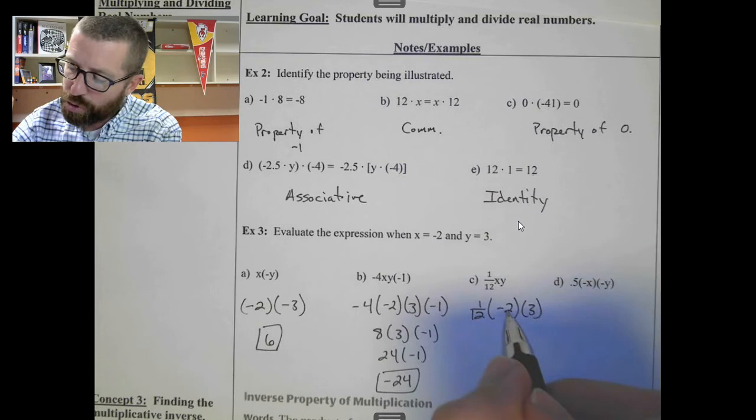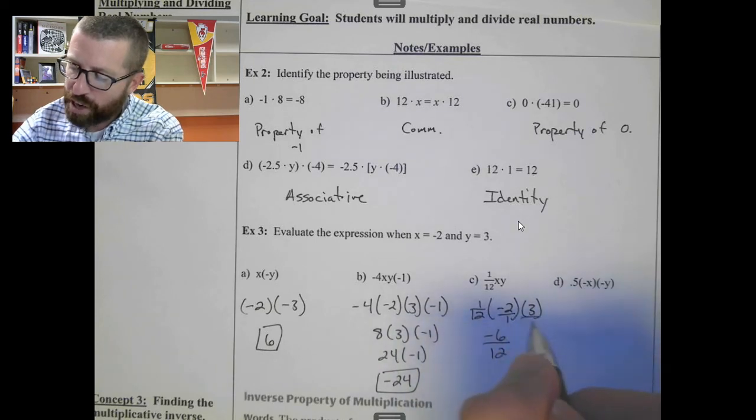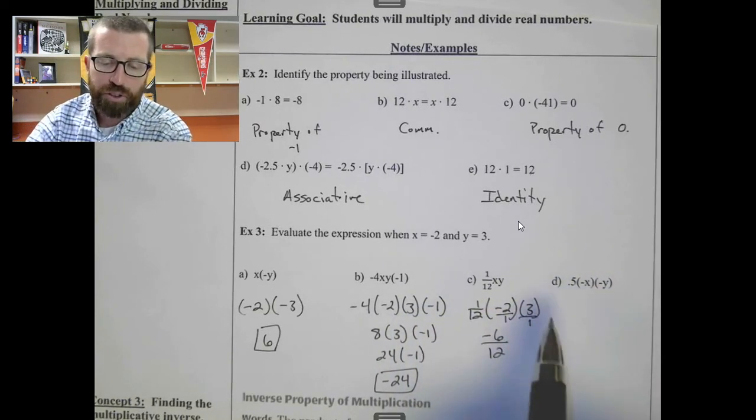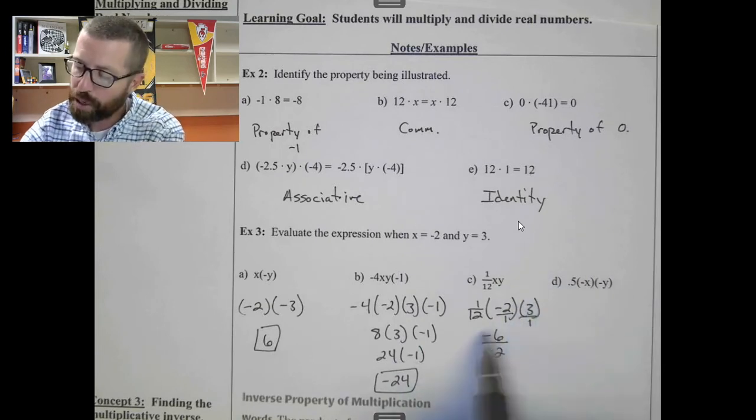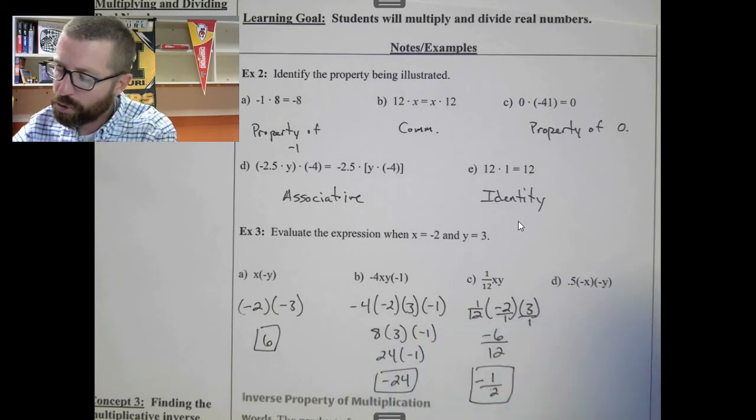Here, we're going to multiply these two first. So let's make that negative 6 and then times 1. You can write it like this because these are really just fractions over 1. You multiply the tops times the tops and the bottoms times the bottoms. And then this reduces to 1/2. 6 goes into 12 2 times.